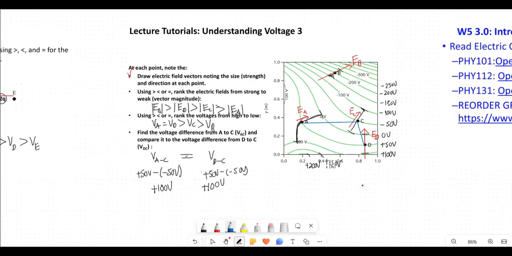So, there we go. That's how you interpret this. This is the approach you should take to your third page of your tutorial.